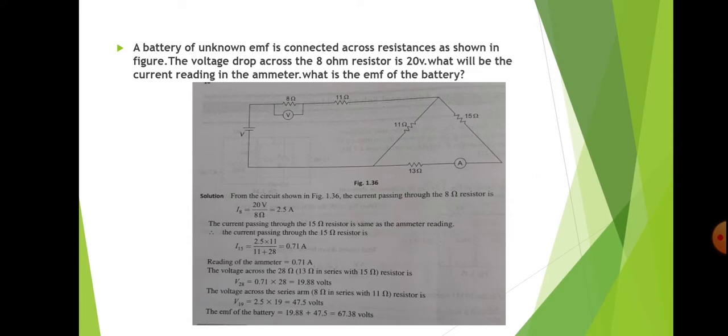And the next question is: a battery of unknown EMF is connected across resistances as shown in the figure. The voltage drop across the 8 ohm resistor is 20 volt. What will be the current reading in the ammeter, and what is the EMF of the battery?